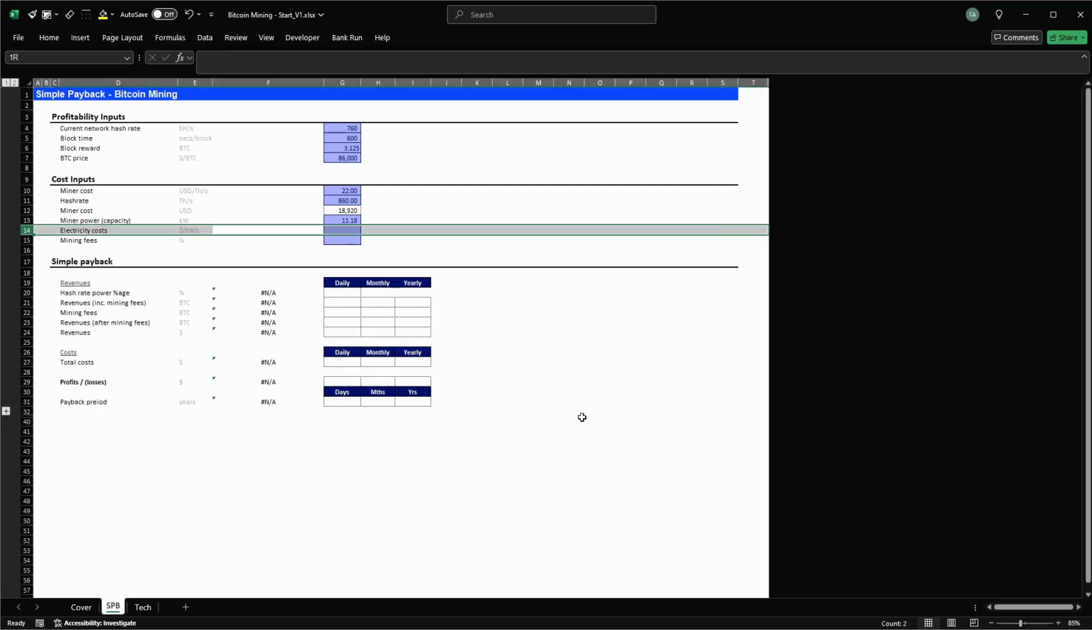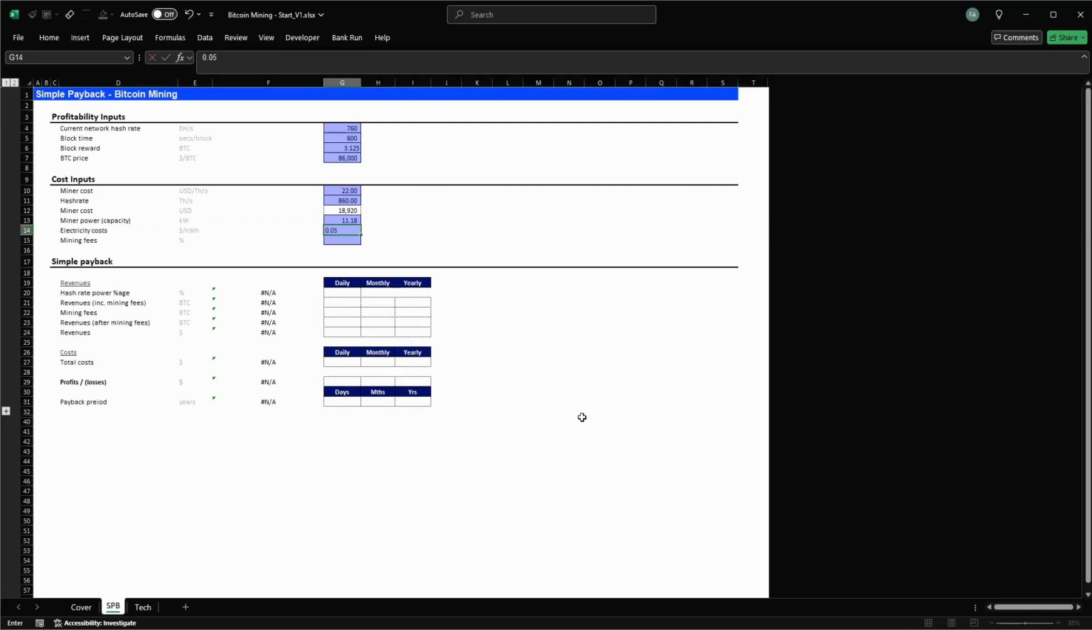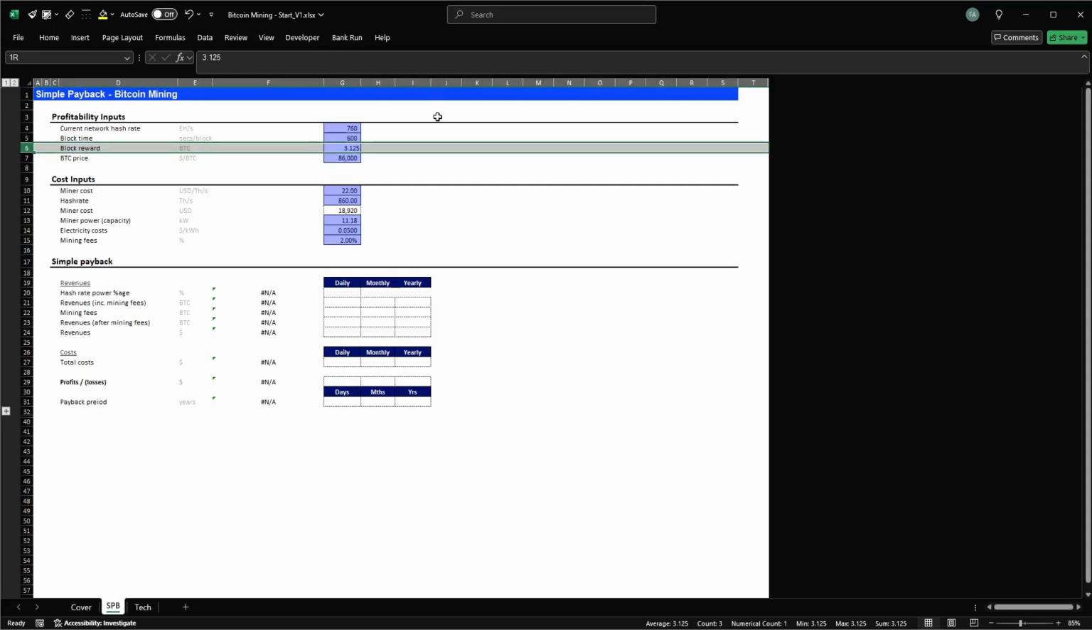Now we have to come up with our electricity costs. We're going to say we're going to pay $0.05 per kilowatt hour. And lastly, we have to come up with the mining fees, which should be approximately 2%. So that's our inputs for the model. Pretty straightforward. I think the most important thing is to understand that we're going to get paid every 10 minutes, and the total payment is going to be 3.125 Bitcoin per block.